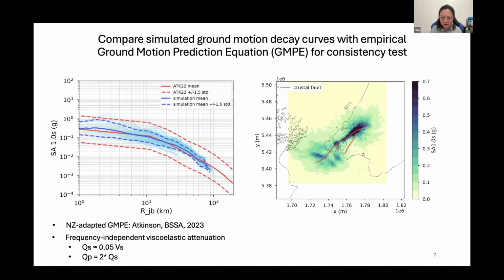So the map view will be like the right figure. And the solid and the dashed blue lines represent the computed average and the standard deviation from the simulation. So we see for this specific scenario, we capture the median or the mean of the curve, and the standard deviation is smaller than within the ground motion prediction equation, which kind of confirms that the setup in the simulation or the source is likely correct.